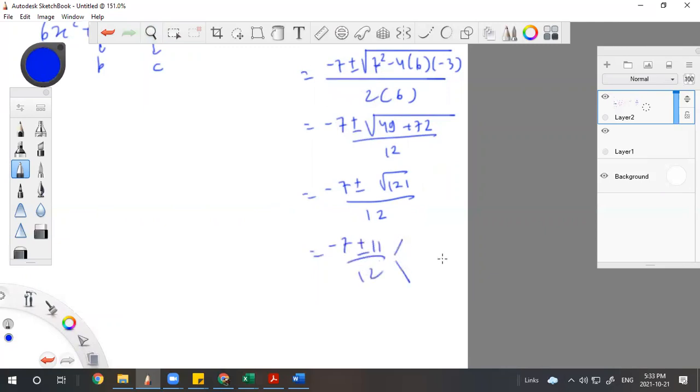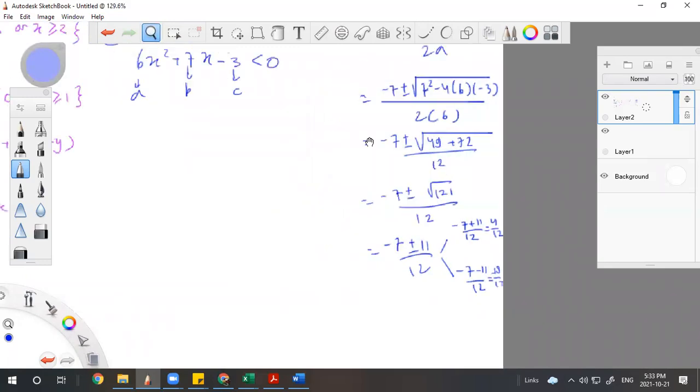First thing, you need to put the positive. So -7 plus 11 over 12 and -7 minus 11 over 12. So the answer will be 4 over 12 or -18 over 12.